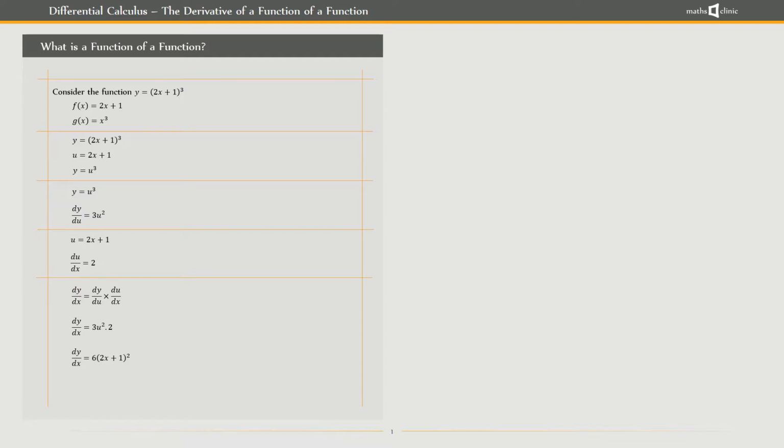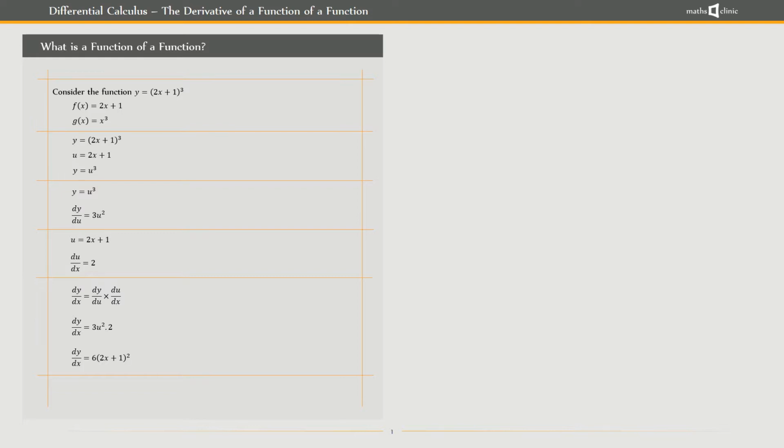You're going to substitute u in terms of x back into 3u squared, so basically we write 3u squared as 3 multiplying (2x plus 1) all to the power of 2. Then when you multiply that by 2, we have our final answer, 6 multiplying (2x plus 1) all to the power of 2, and that is dy/dx. That is how you find the derivative of a function of a function.